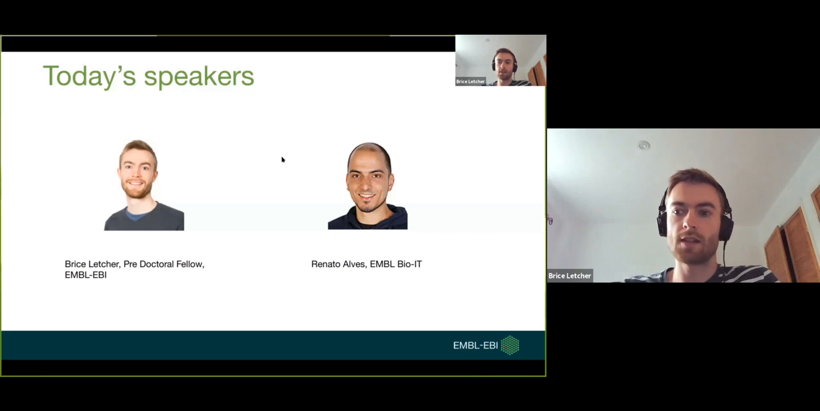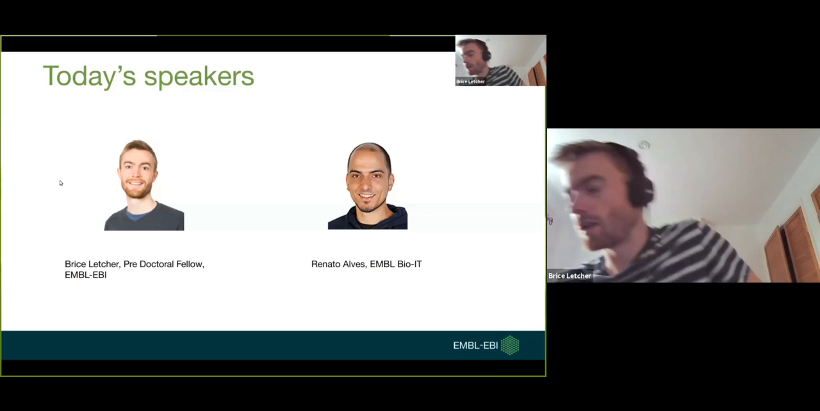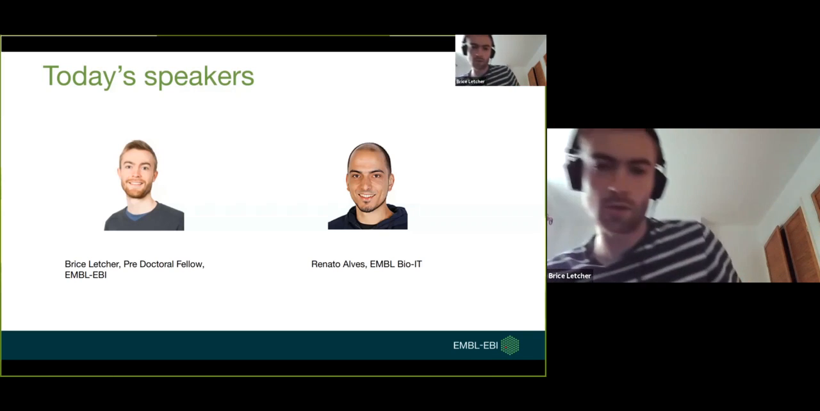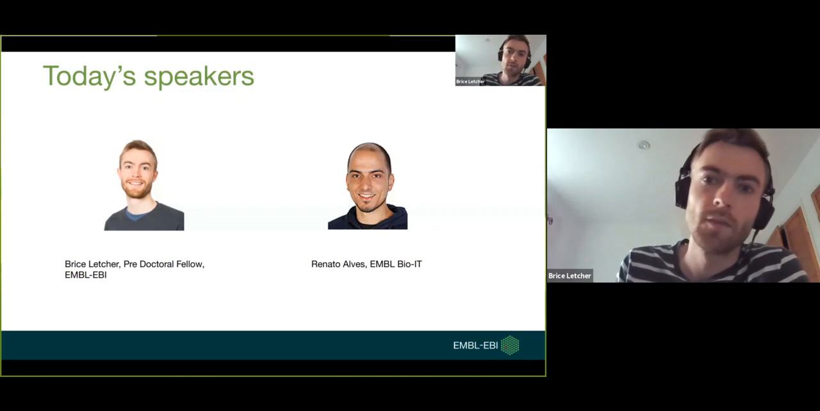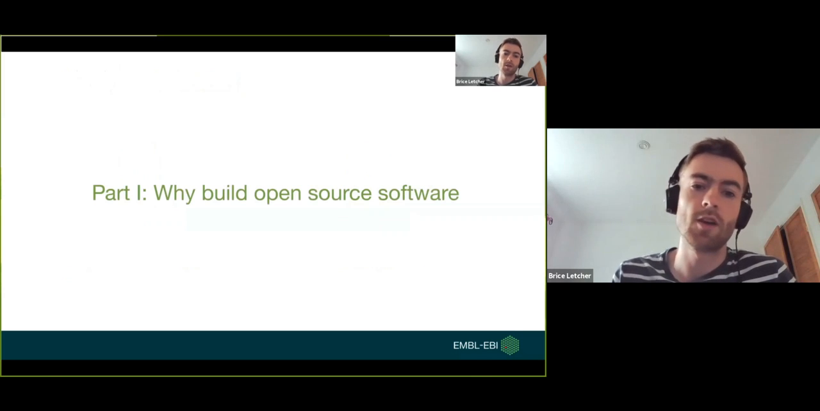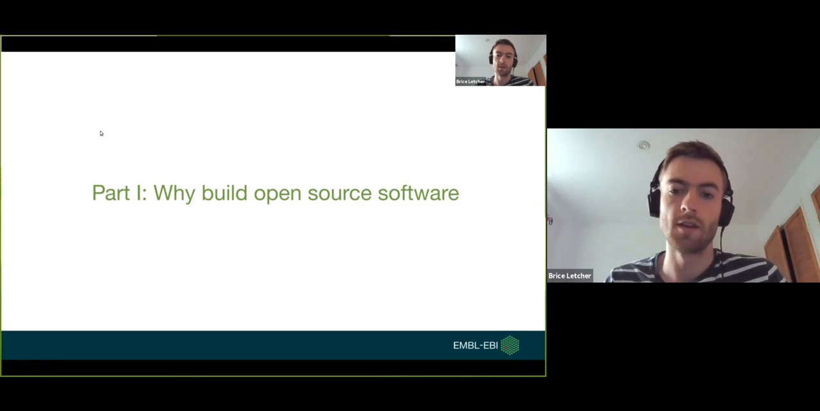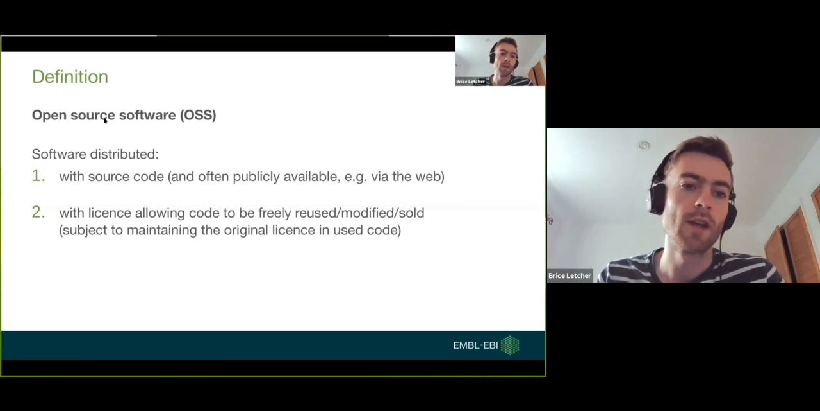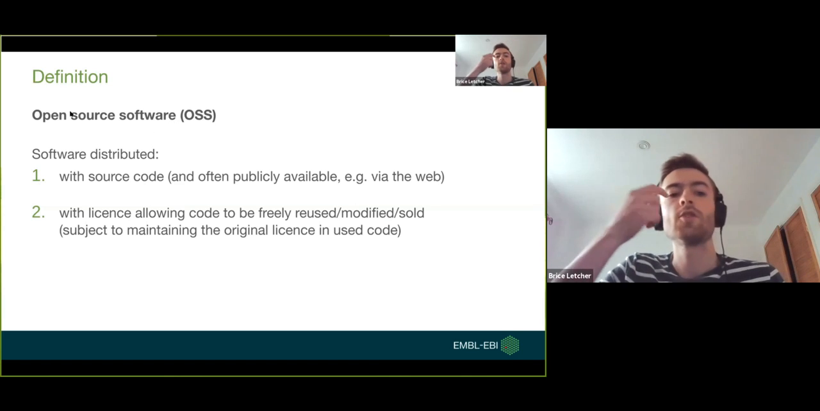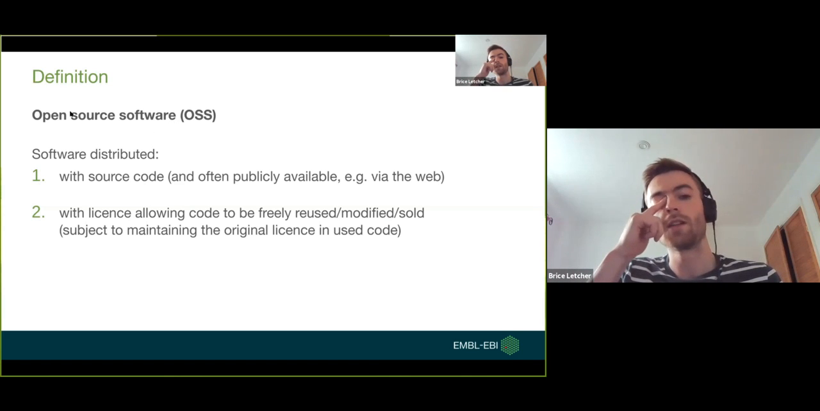Yes, okay. So hello, everyone. As Alex said, in the title you might have seen two parts to the talk. One is why build open source software, and the second is how to do it successfully. And I'll cover part one, so the why. And before going into it, we have to define open source software, which you might hear me abbreviate as OSS. So I've identified two key sides to a definition.